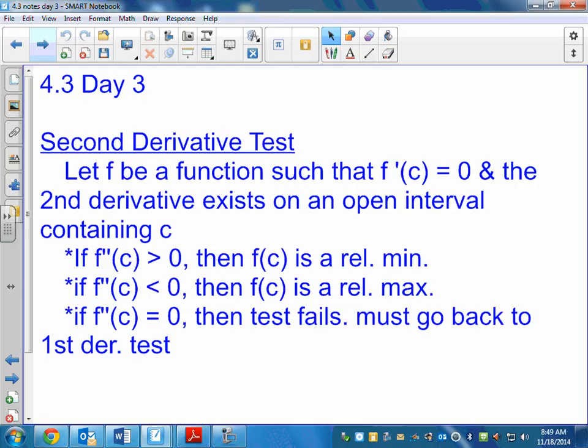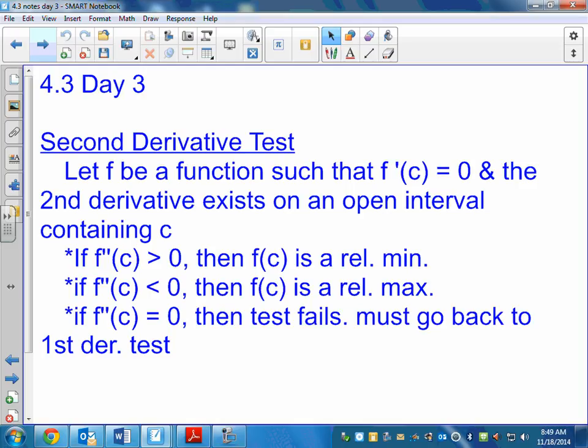If f is a function such that the derivative equals 0, or is undefined, I probably should say, and the second derivative exists, containing that value, instead of plugging into the first derivative, we can think about concave up and concave down, which Philip was kind of hinting at yesterday when we talked about this.